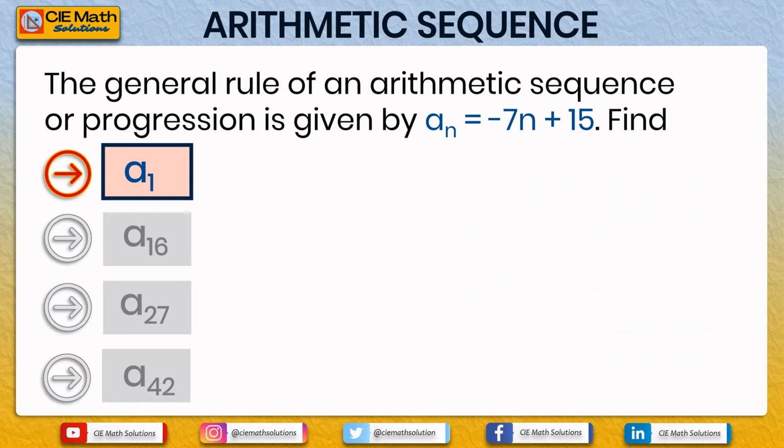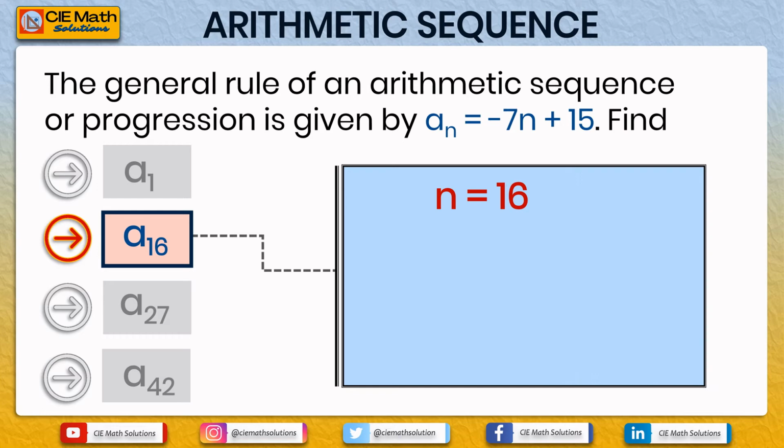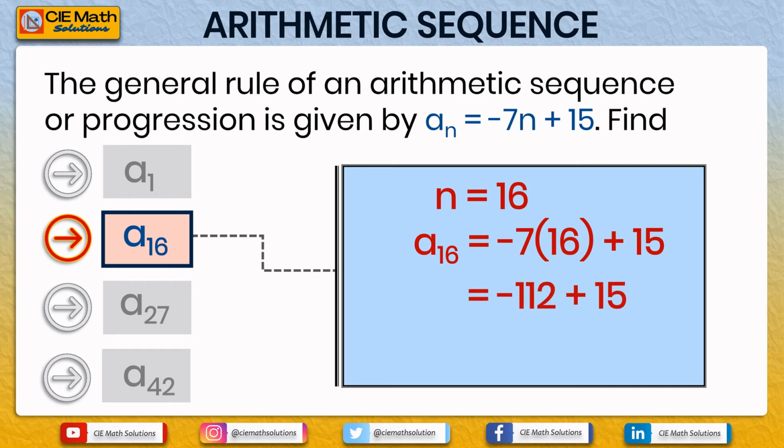The second one, which is the 16th term, or a_16. The value of n is equal to 16. Substituting this value on the general rule, that will give us negative 7 times 16 plus 15, which is negative 112 plus 15. The 16th term then of the sequence is negative 97.